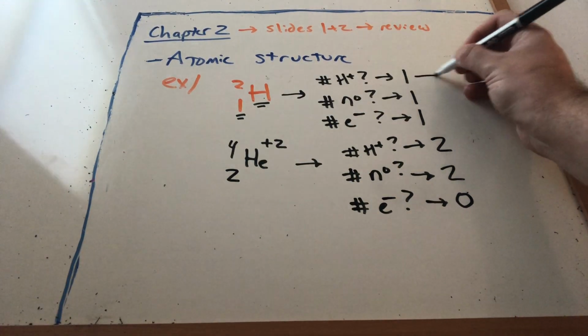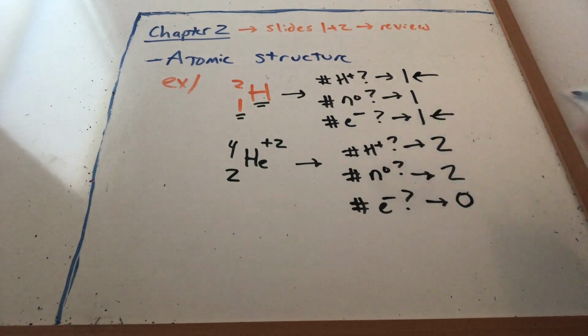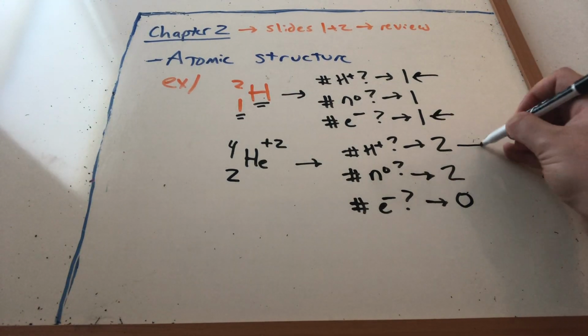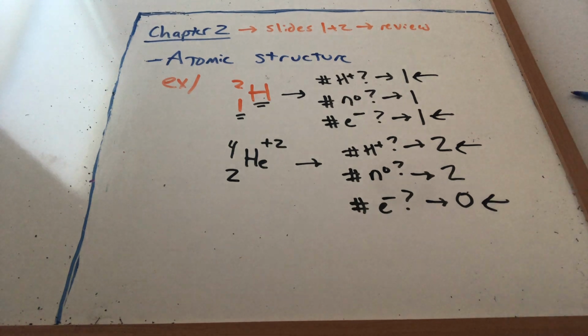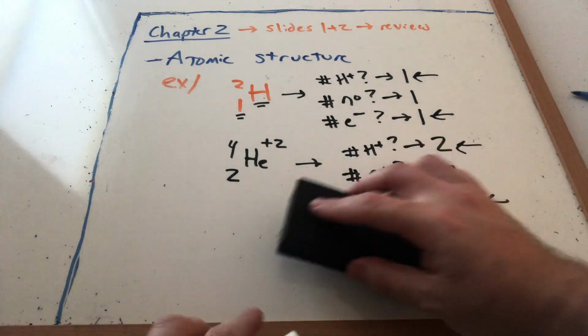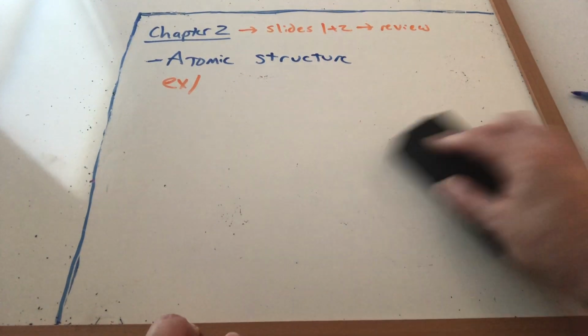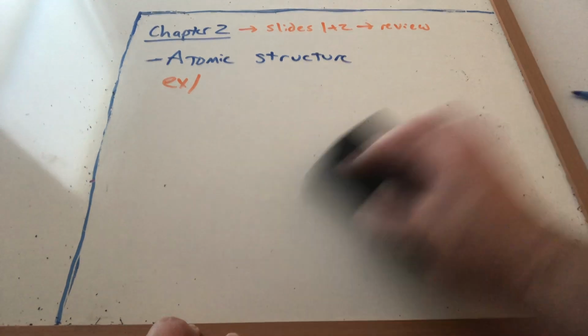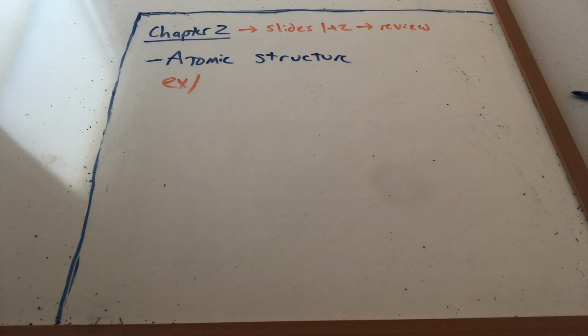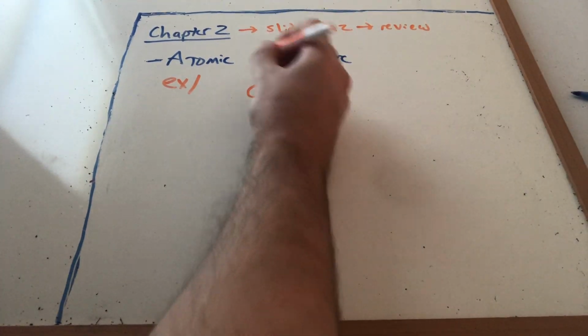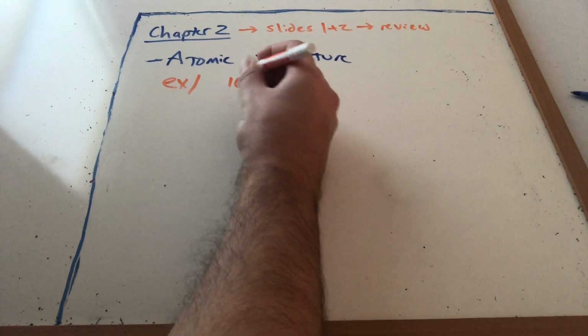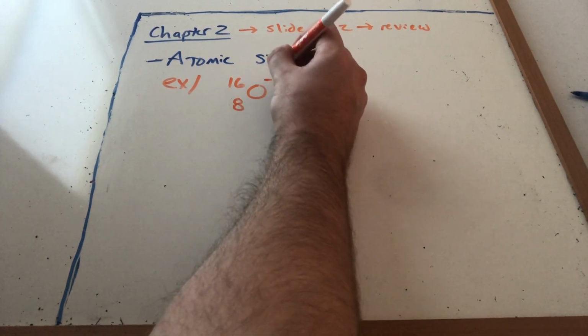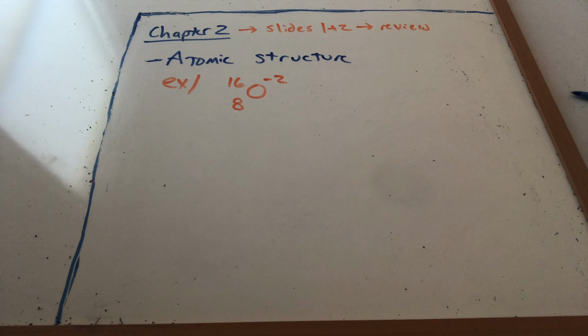Do you see how these numbers are the same when we have a neutral species, but these numbers are different when we have an ion? That's an important idea to get down, okay? Let's look at one other example here. Let's do 2 more examples, actually. Let's take a look at O16 minus 2, right? O16 minus 2.